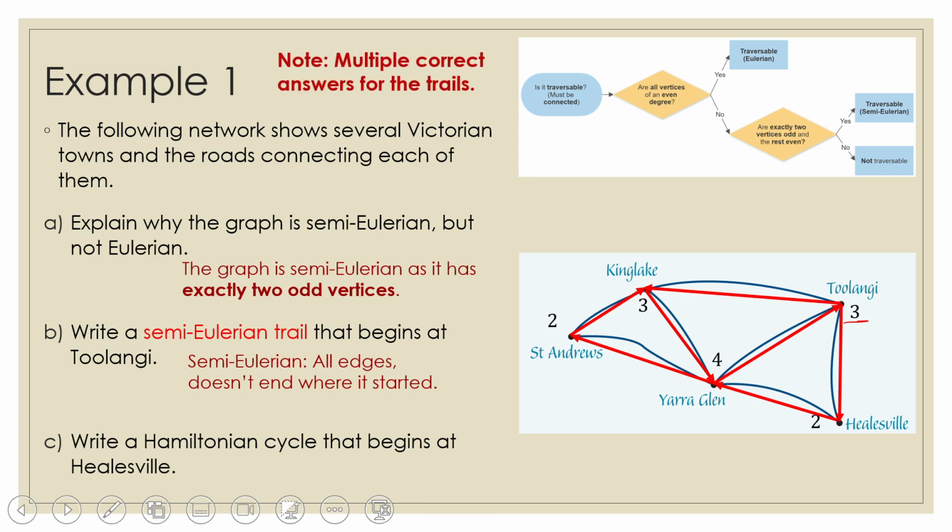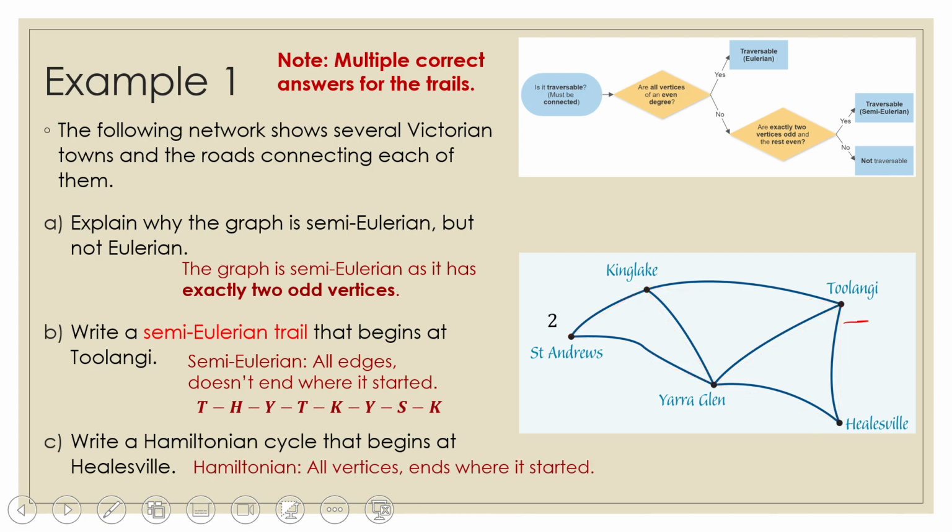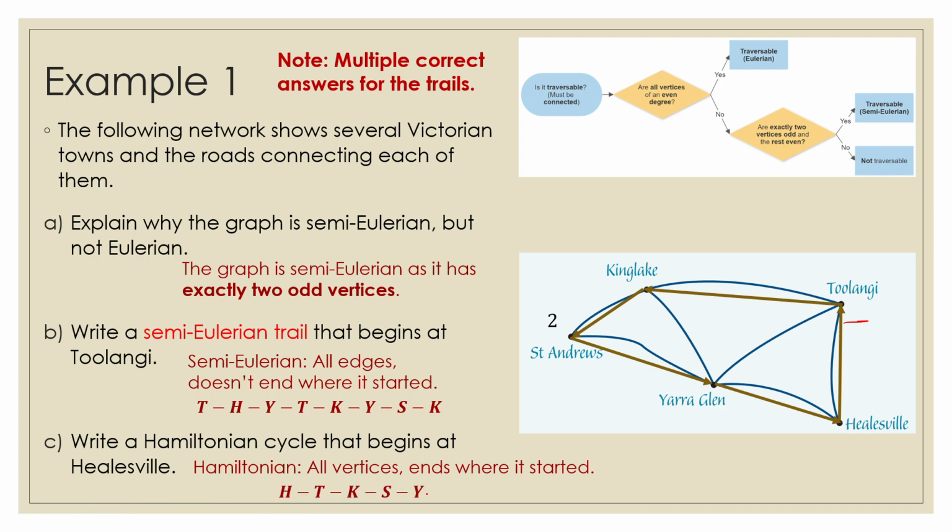Write a Hamiltonian cycle that begins at Healesville. Keep it nice and simple for yourself for part C. If you're starting at Healesville and there's a path around the outside, just take the path around the outside like so. And don't forget within this, I'm missing it just here, it should be back to H as well. That's it. Give the questions a go. Thank you.